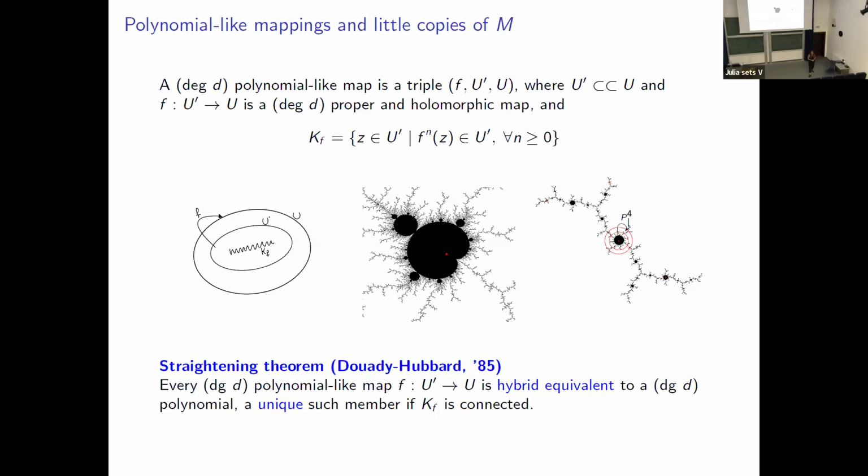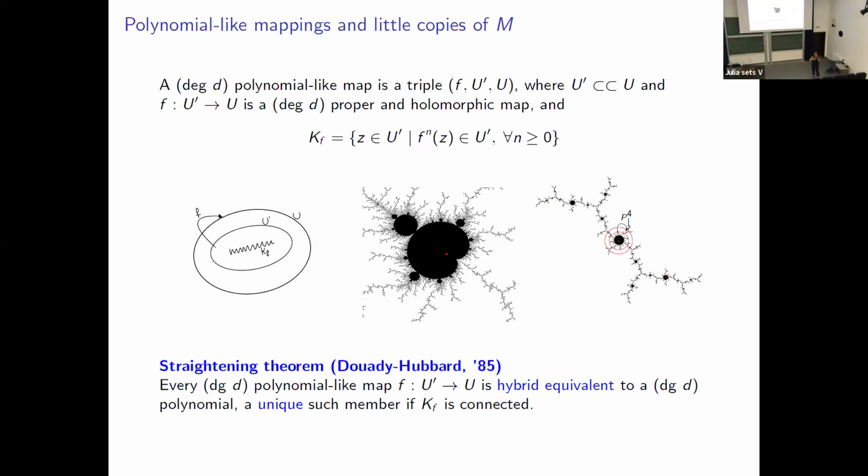This is an example. And why am I telling you about this? Because Douady and Hubbard in 1985 proved a very important theorem, the straightening theorem, that says that every degree D polynomial-like map is hybrid equivalent to a polynomial of the same degree.